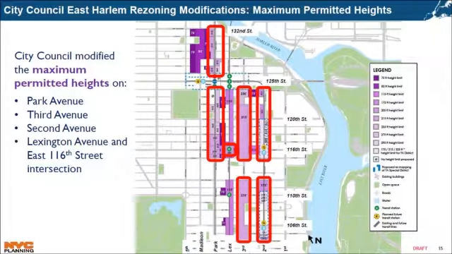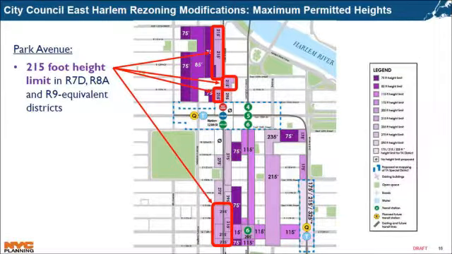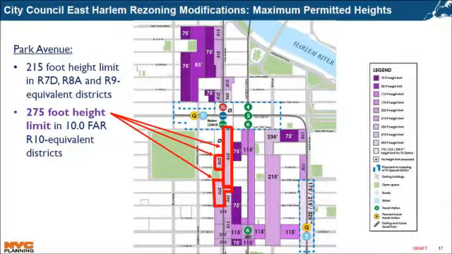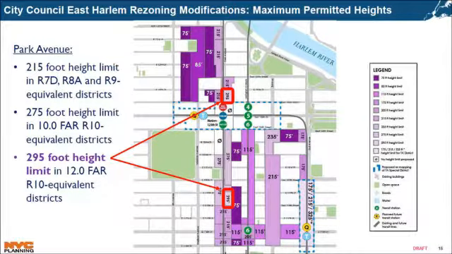So moving on to the maximum permitted height modifications. As you can see, the council modified maximum permitted heights on Park, 3rd, 2nd Avenue, as well as Lexington Avenue and 116th Street, the intersection there. On Park Avenue, a 215-foot height limit was introduced in R7D, R8A, and R9 equivalent districts, as you can see on the map here. Recall that 215 feet was put into scope with the A text. A 275-foot height limit was proposed for 10 FAR R10 equivalent districts on Park Avenue. You can see there. And a 295-foot height limit would apply to the 12 FAR R10 equivalent districts on Park Avenue.